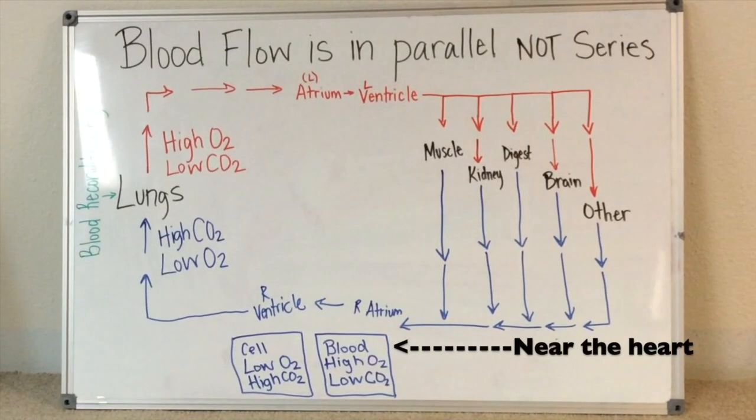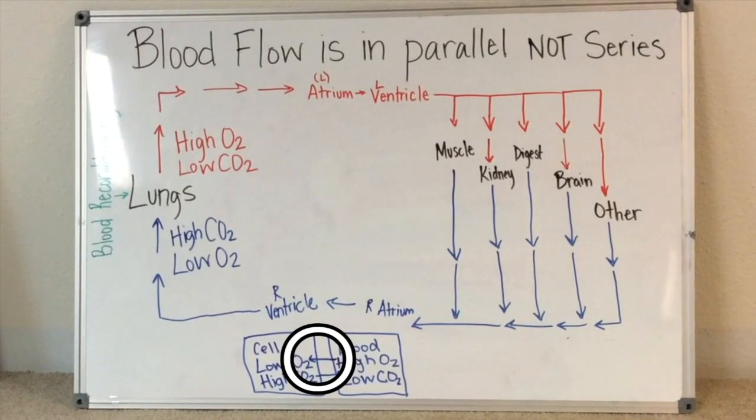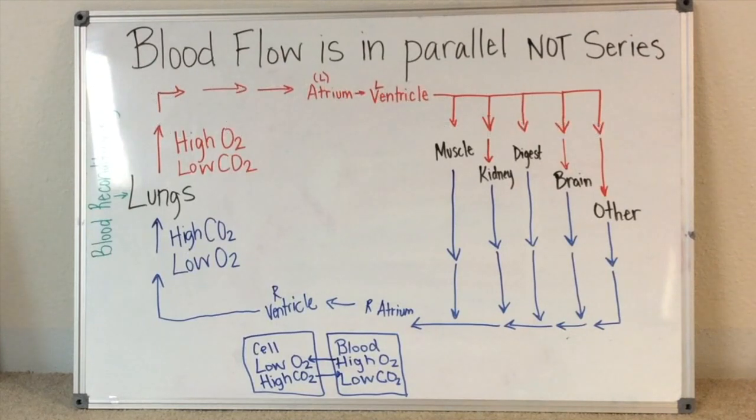The tissue closer to the heart would experience a situation like this, where the cell has low oxygen and high carbon dioxide, and the blood has high oxygen and low carbon dioxide. The rate of diffusion would be quick because the concentration gradient is large, and oxygen and carbon dioxide would move as follows. The oxygen in the blood would move into the cell tissue, and the high carbon dioxide in the cell would move towards the low carbon dioxide in the blood.